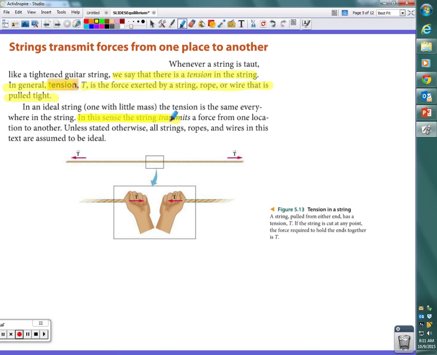In this sense, the string transmits a force from one location to another, right? Generally, if we think about, like, a tug of war, you pull on one end of the string, but your force ends up being exerted on the other end of the string. So we transfer that force from one place to another. That's the key about tension, right? It's just a force, but we're transferring that force from one side to the other side. Okay? Good there? All right.